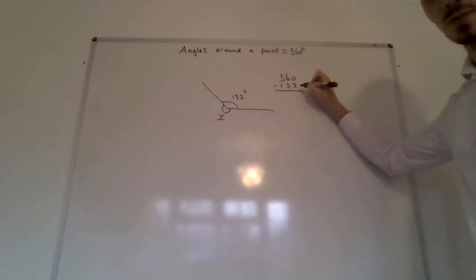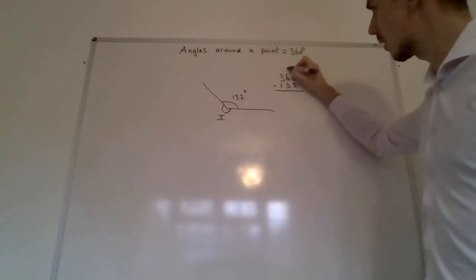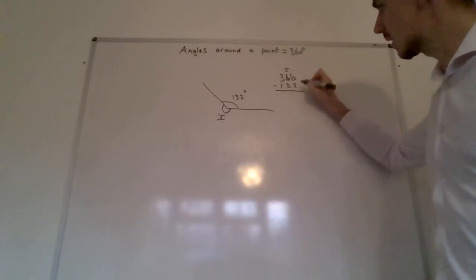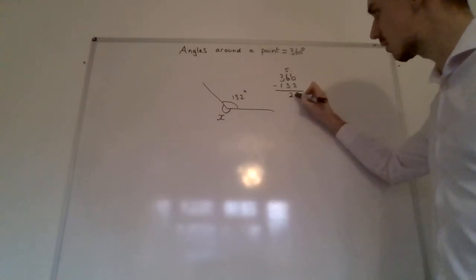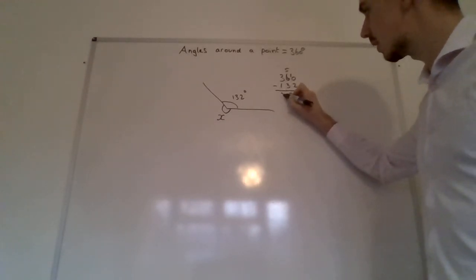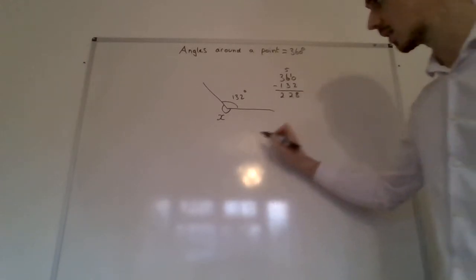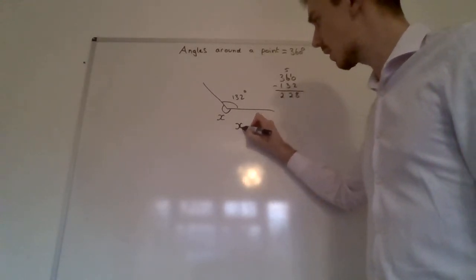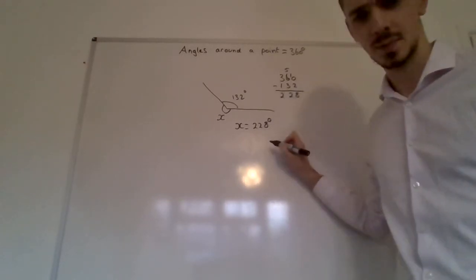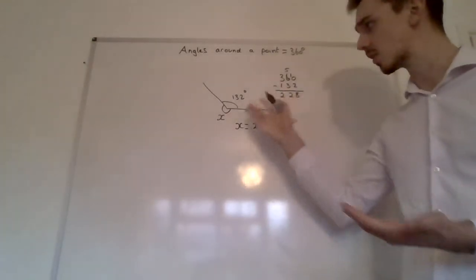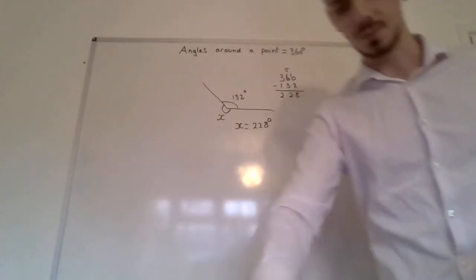0 take away 2, I'm not going to do that, so I'm going to carry 1 over. 10 take away 2 is 8. 5 take away 3 is 2. 3 take away 1 is 2. So 228. So my answer is going to be x equals 228 degrees. And that's my answer for that one. That's how I'm going to solve a question that looks a bit like this.